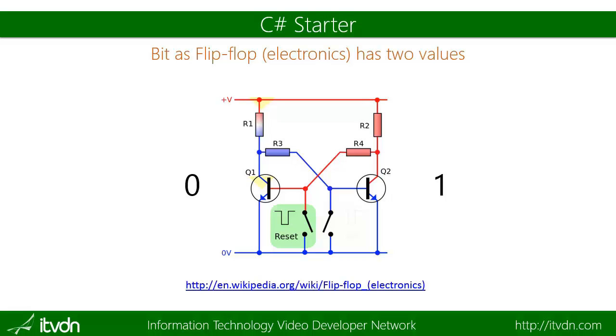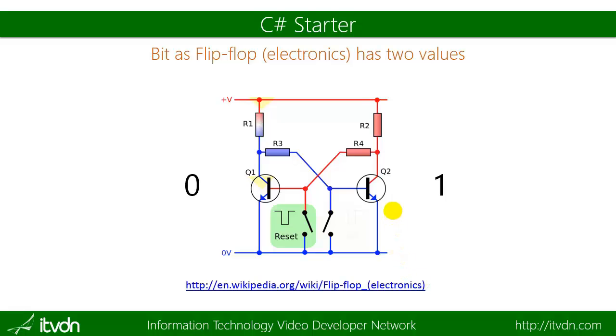A bit is the basic unit of information in computing and digital communications. A bit is sometimes called a flip-flop in electronics. And you can see a bit has two values or two states. What does this mean? This means that a bit can either represent 0 or it can represent 1. So just imagine that and keep it like this. A bit has two values. If you want more information on this complex diagram, you can check this website below.